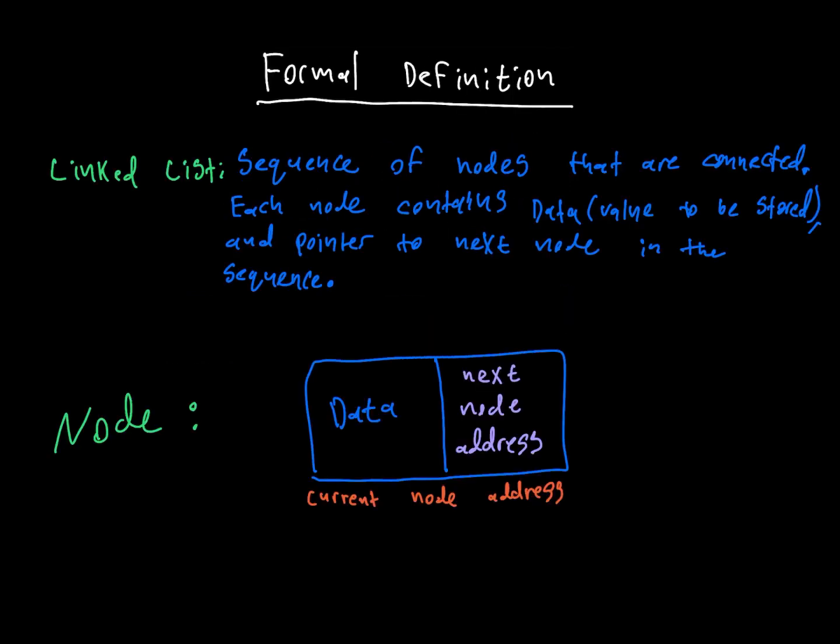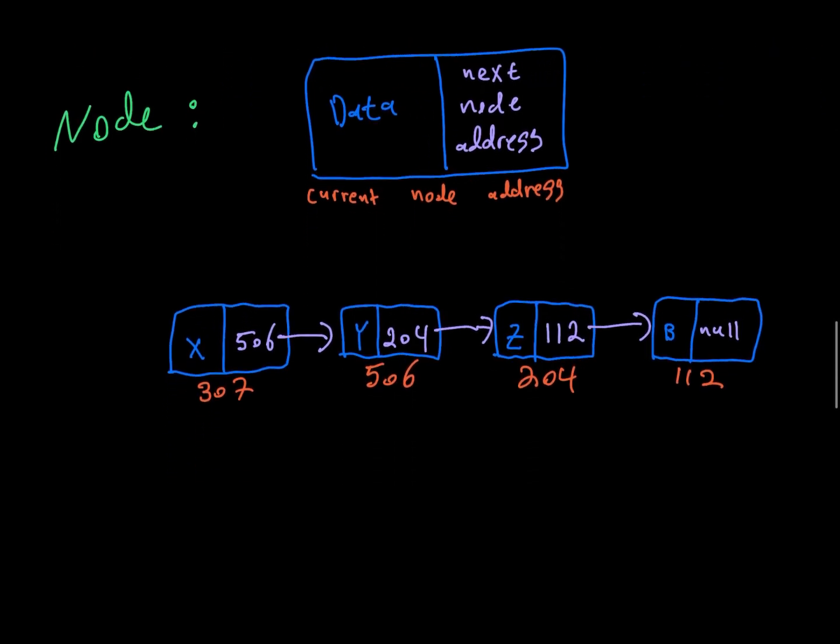Let's look at the formal definition of a linked list. It's a sequence of nodes that are connected, right? And each node consists of data, that's the value to be stored within the node, as well as a pointer. The pointer is pointing to the next node in the sequence, right? Let's look at an example of a linked list.